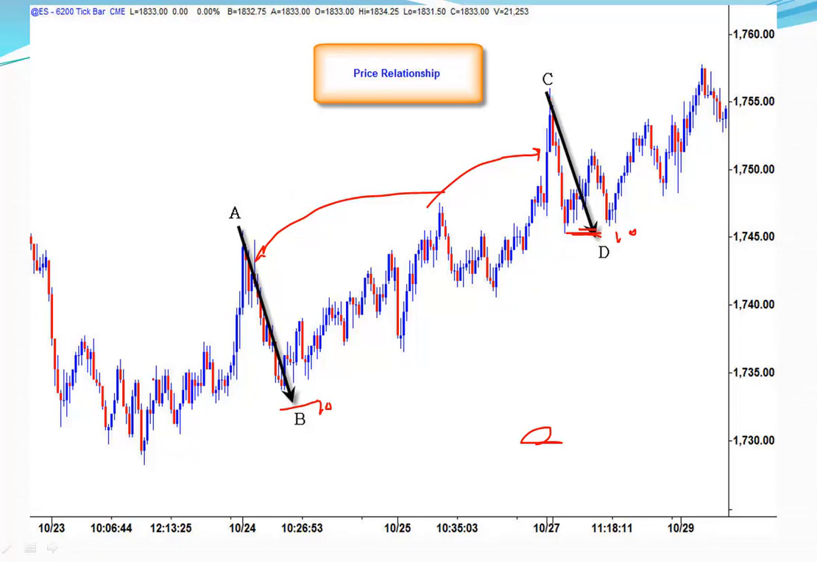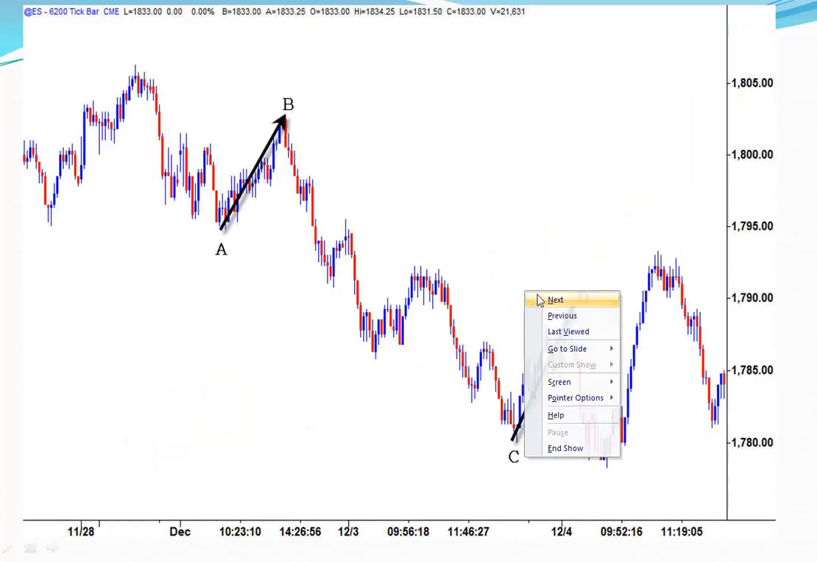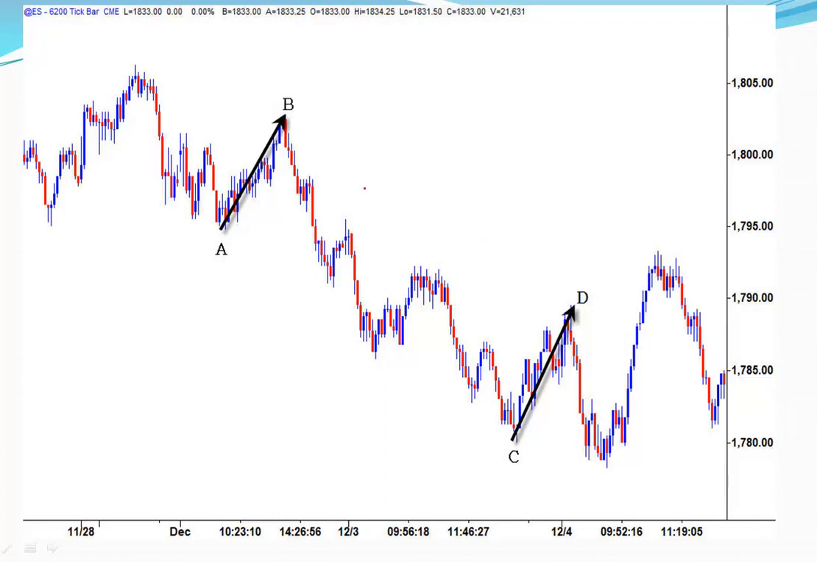Now, in a trending market, you'll see many times you'll have these same type of little relationships, little A to B, C to D relationships that we look at. And in a downtrend, the same thing holds true: you have your A to B, C to D.